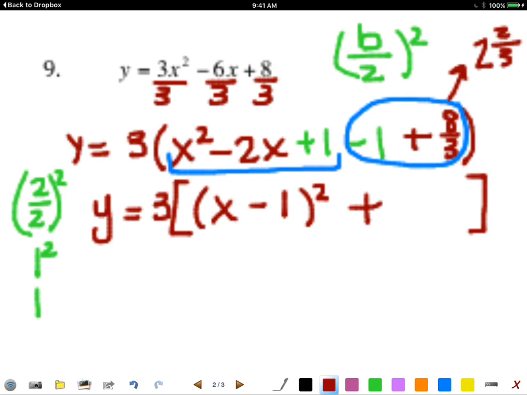So plus 5/3. Now, some kids would say, okay, I'm done. The vertex is +1, +5/3. It's not, because we got that 3 out front there. Now, this is where part of this can be a little tricky. And really, you can see there's not a lot of work necessarily. It's a lot of comprehension.